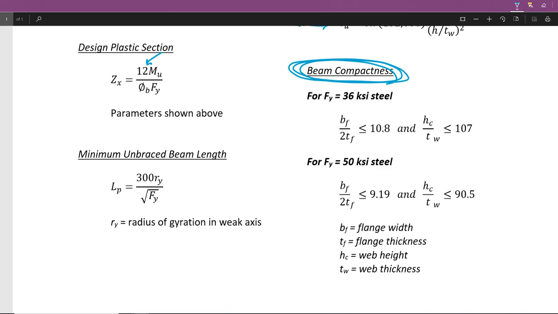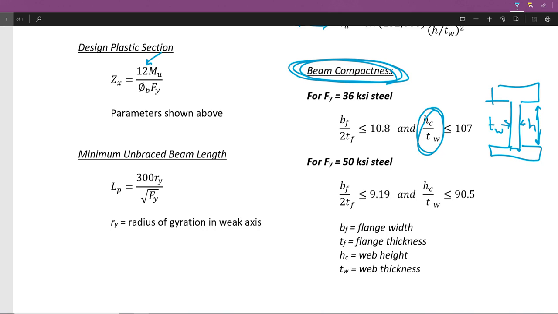This is essentially the same calculation we just did previously with the shear, where we're checking the slenderness ratio of the interior of the beam. So it's this height, sorry, this one. And this one is the thickness of the web. Checking the slenderness ratio of that.